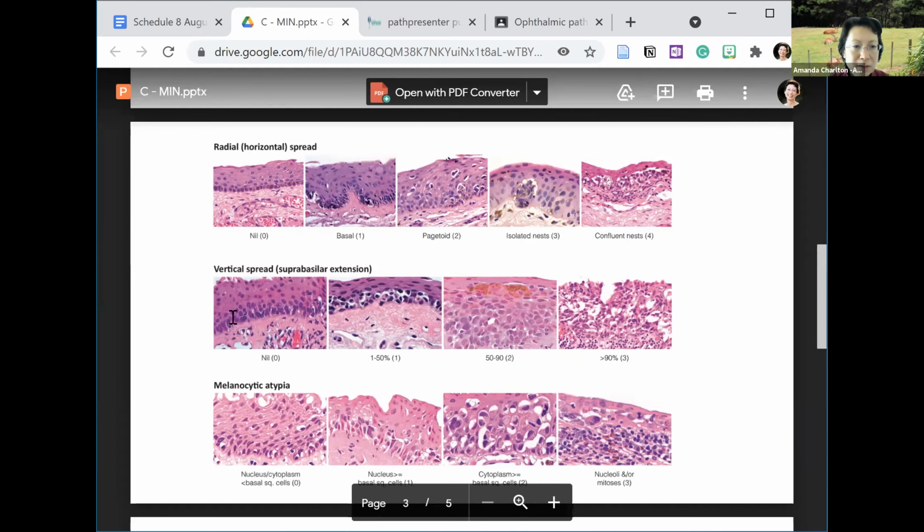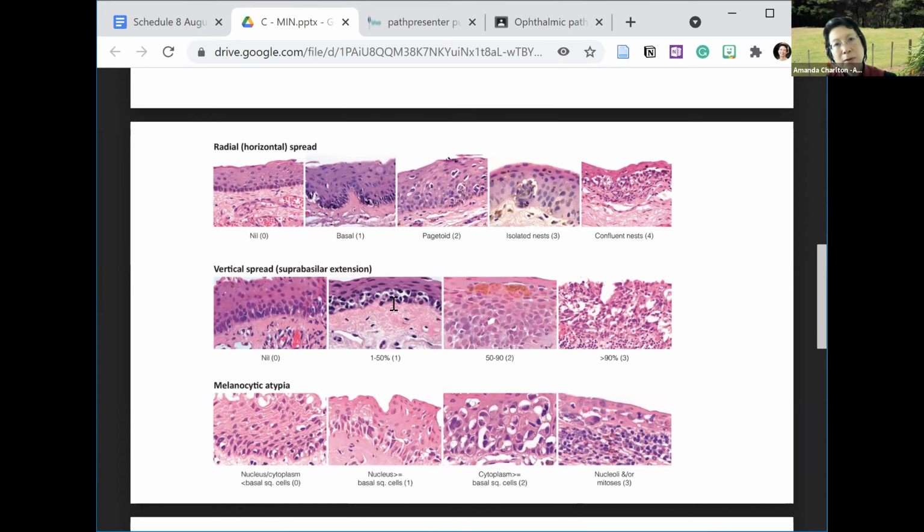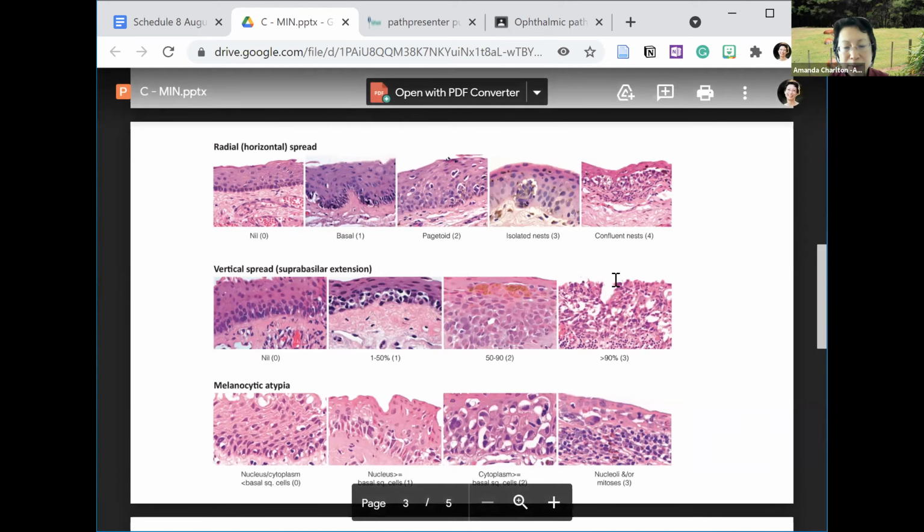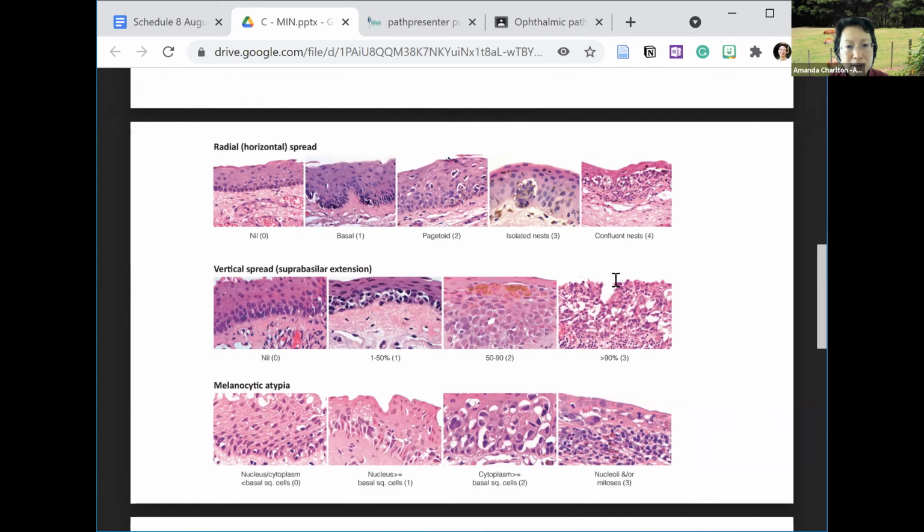Vertical, so we look at vertical spread, nothing. And then how far up and down? Remember we talked about basal squamous cells as a percentage of the thickness of the epithelium. So here 1 to 50%, this is where the proliferation is occurring. And here it's up to 90%. These are all abnormal, atypical melanocyte cells. And here it's full thickness greater than 90% all the way up to the top. I'd call that melanoma in situ.